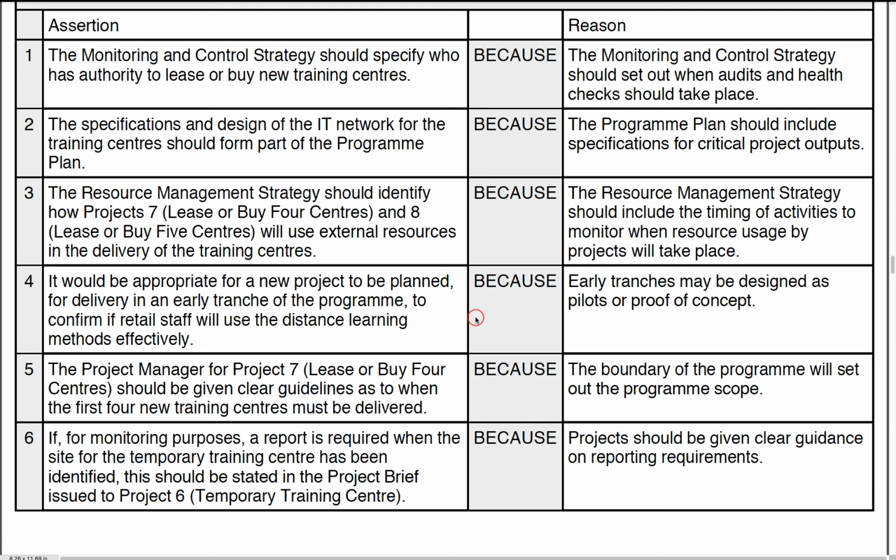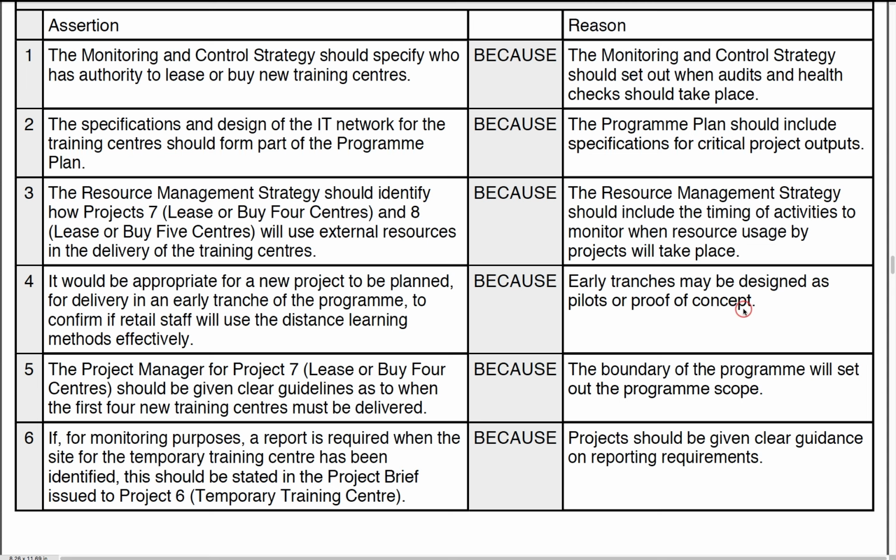So 1 is true, false, so that's C. 2 both false, that's E. 3 is true, false, once again C. But the last 3 are all pairs of true statements. So the fact that tranches are designed as pilots, that's what we said is going on in the assertion. So yes, that's a letter A.